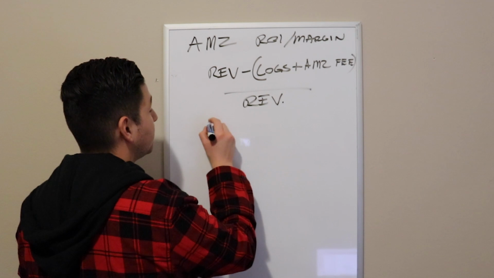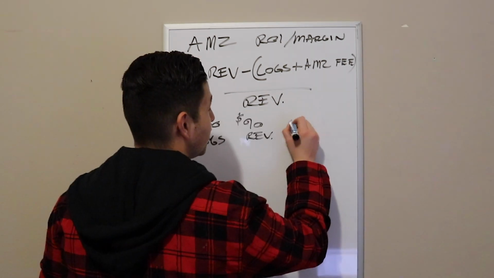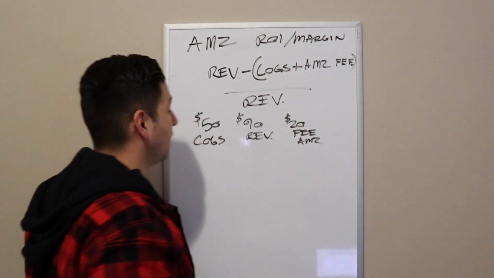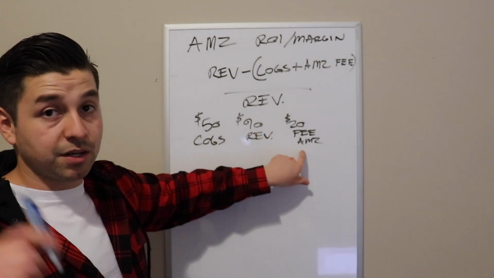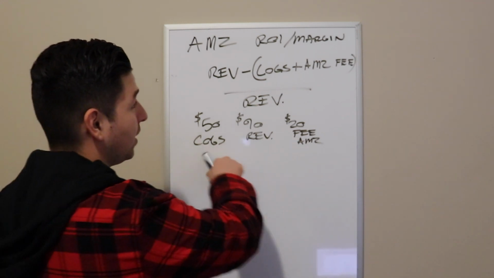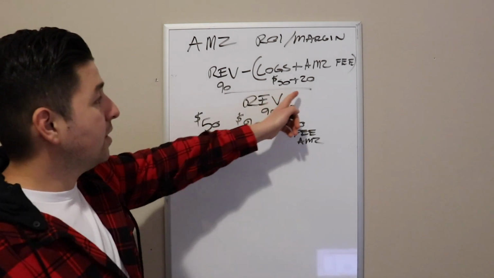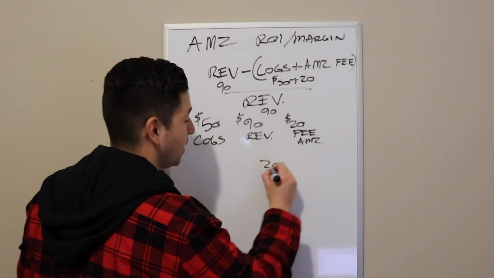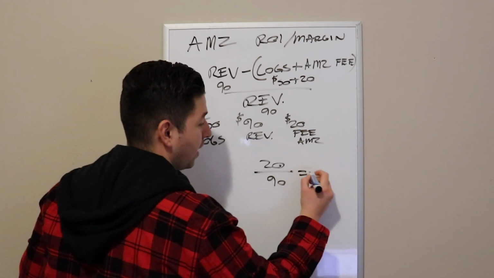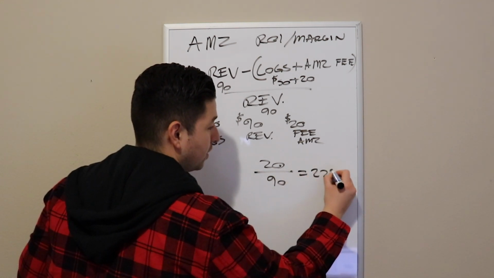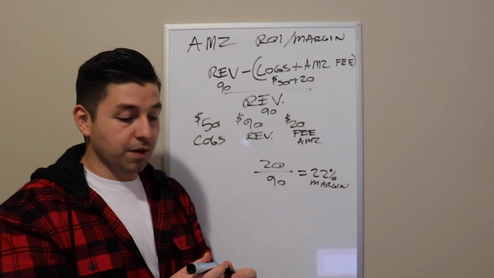So we have our cost of goods are $50, our revenue is $90, and Amazon is taking a $20 fee. So we're just gonna plug these numbers in each of their places, okay? Which the final equation would be 90 minus 70, 20 divided by 90, which would leave us with a 22% margin.